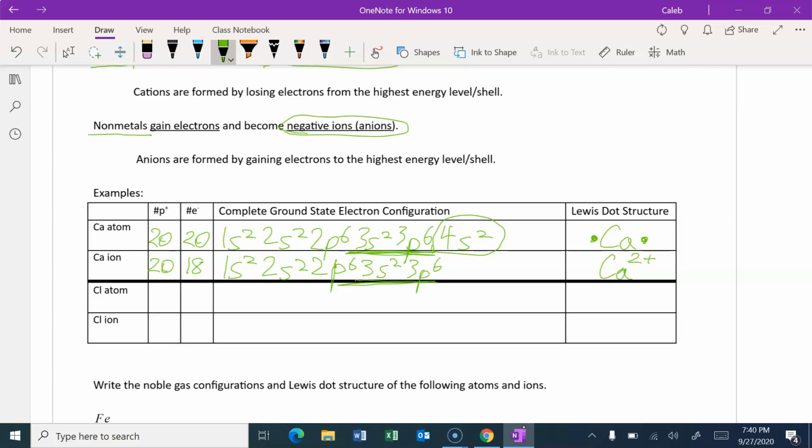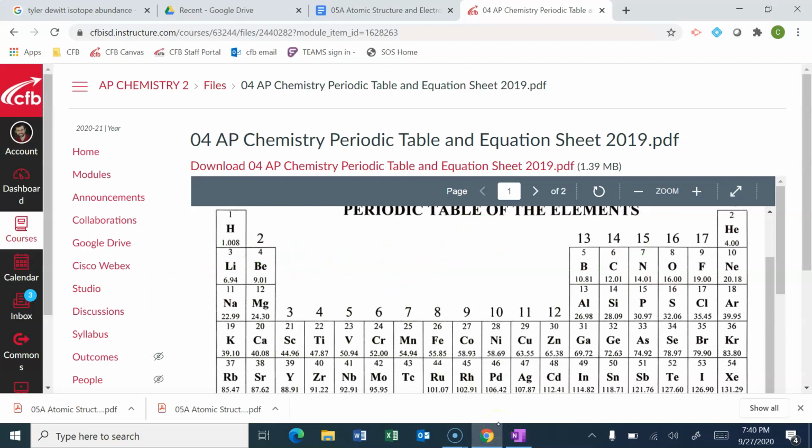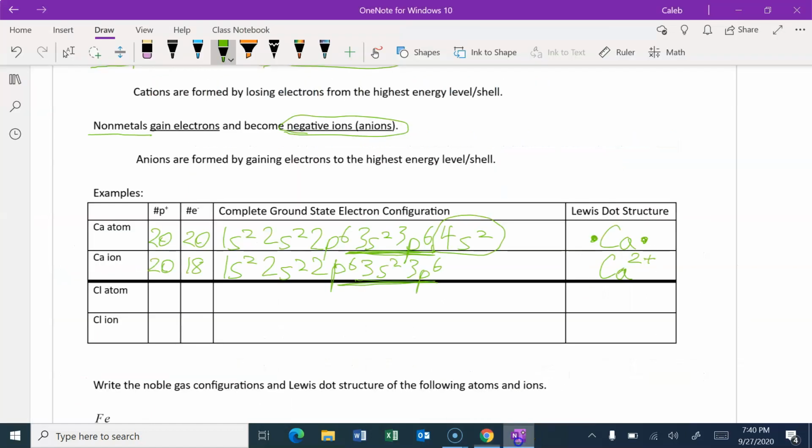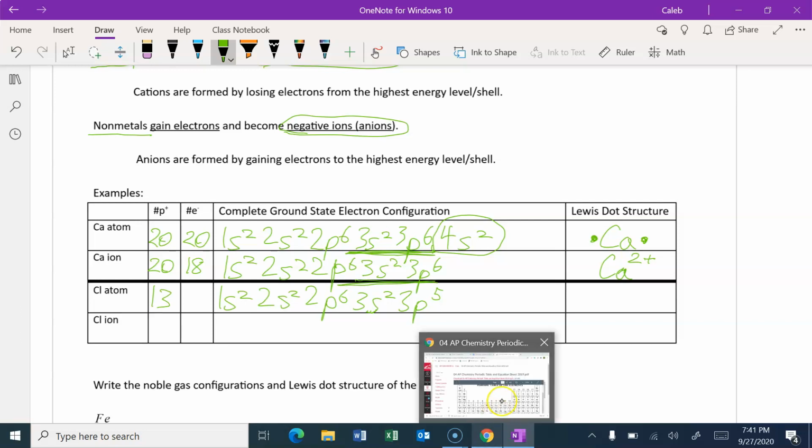The chlorine atom is in the 3rd energy level, 3p5. So let's write the electron configuration first. It's going to be 1s2, 2s2, 2p6, 3s2, and then 3p5. The chlorine atom has 2, 4, 10, 12, 13. It has 13 protons, and we could check that with its atomic number.